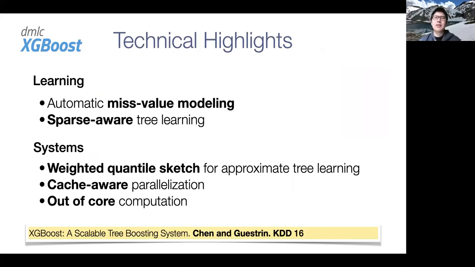There are several technical highlights that XGBoost offers. First of all, from a learning perspective, we built an algorithm that helps us automatically handle missing values, and an algorithm that allows us to be aware of the sparsity in the training data, so that we can effectively train over sparse datasets. And on the system side, we built a few optimizations so that we can make effective use of the compute caches on the target machine.